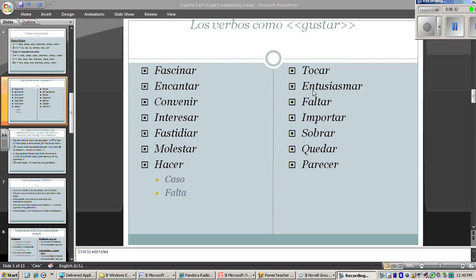Entusiasmar, that is just so exciting. Like it really fires me up. I'm so excited about that. Me entusiasma. Okay. Importa, to matter. Sobrar, to overflow, to have too much. Quedar, to remain or, like with clothes, it fits me. Me queda bien. Esta camisa me queda bien. Y parecer, to appear. Me parece buena idea. Me parece fenomenal. It's a great idea. Me parece bien. It seems good.